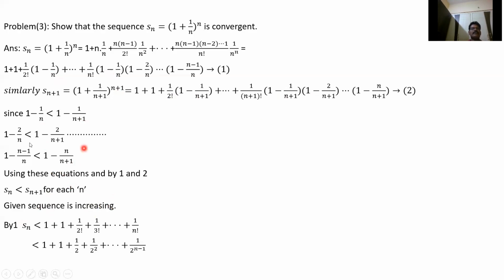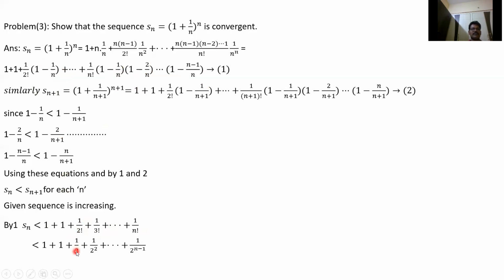So by this, Sn is less than 1 plus 1 by 2 factorial, because 1 minus 1 by n is less than 1. Also 1 minus 2 by n is less than 1, and 1 minus (n minus 1) by n is less than 1. That's why this can be written as Sn less than 1 plus 1 by 1 factorial plus 1 by 2 factorial plus 1 by 3 factorial.